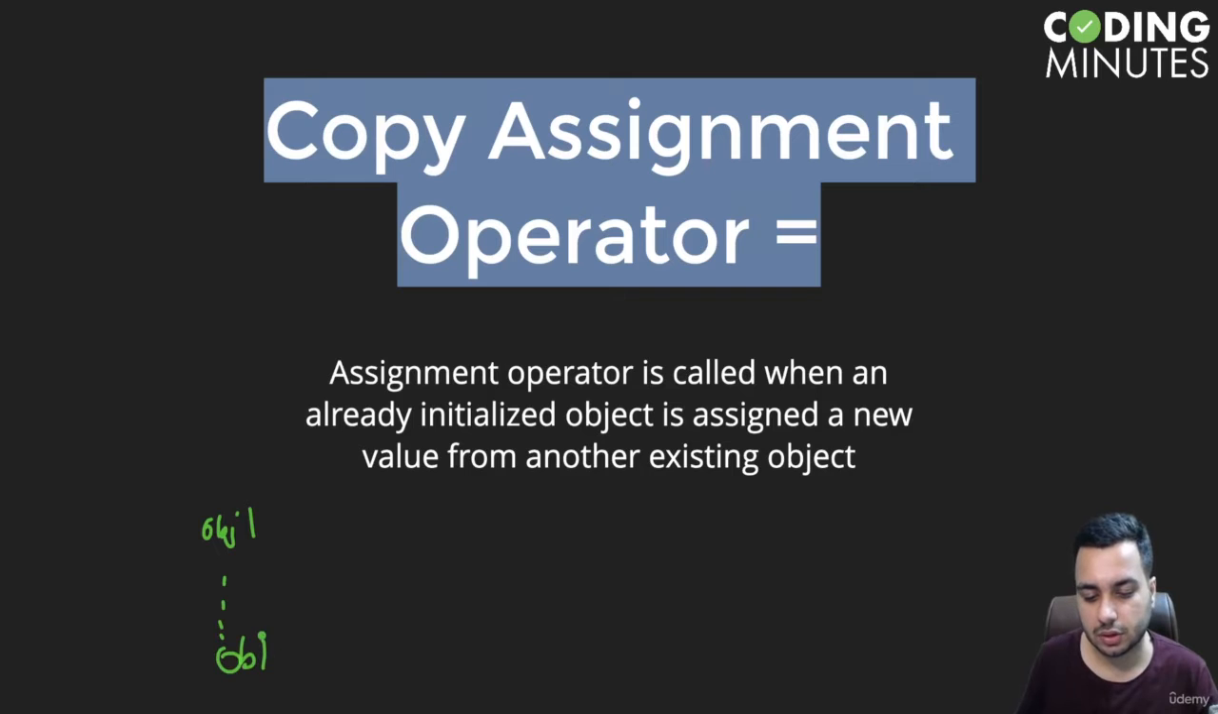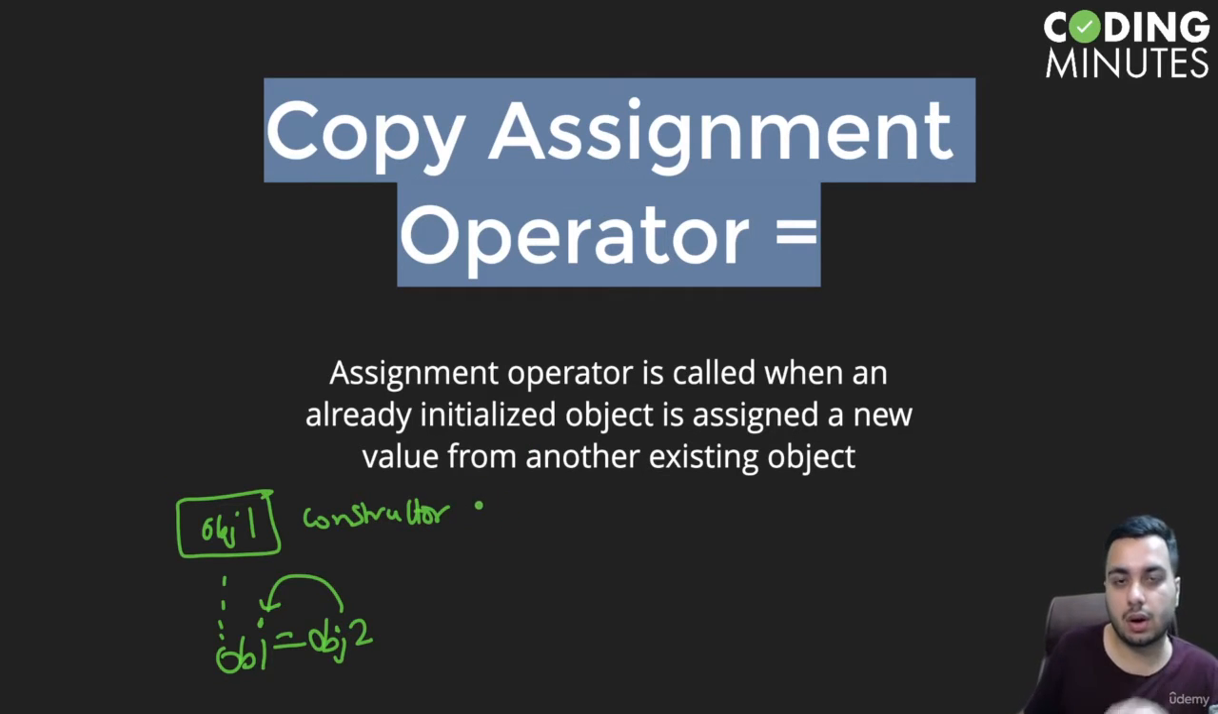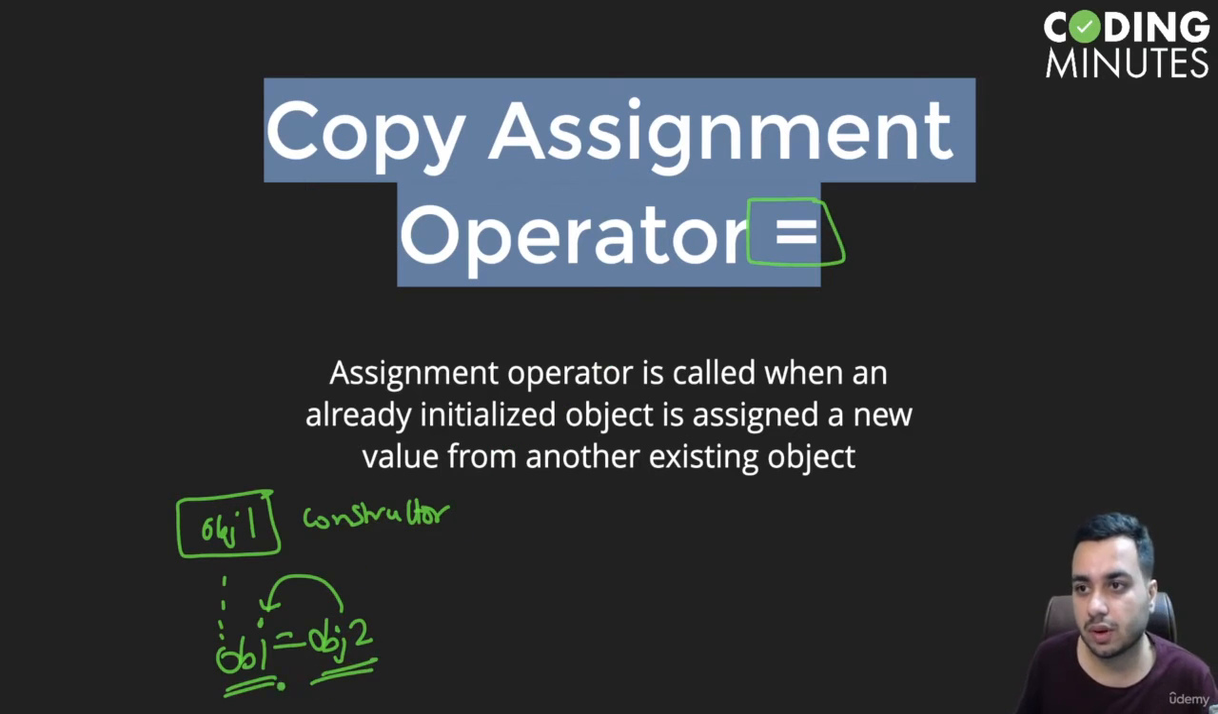object 1 should be equal to object 2. Okay, in this case the object is already constructed. So the constructor was already called. You can only call a constructor one time, and that can be either the default constructor or the parameterized constructor or the copy constructor. So now you want to make a copy, so here you will not call a copy constructor. Here you will call a special method which is known as the copy assignment operator, and this operator will tell how object 1 should be initialized from object 2, what all values should be copied.